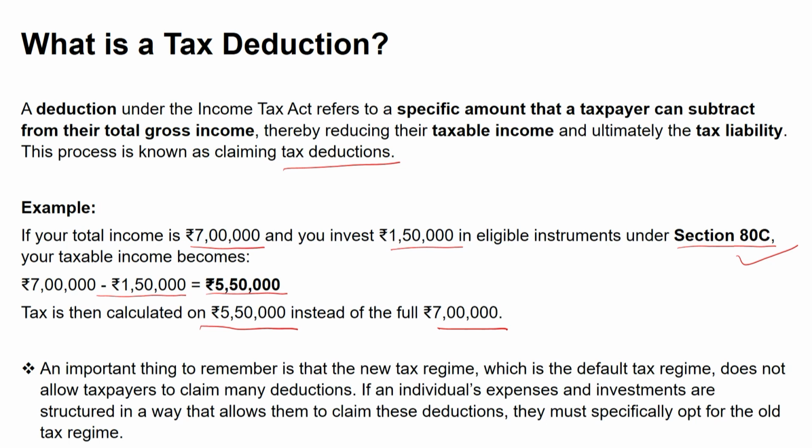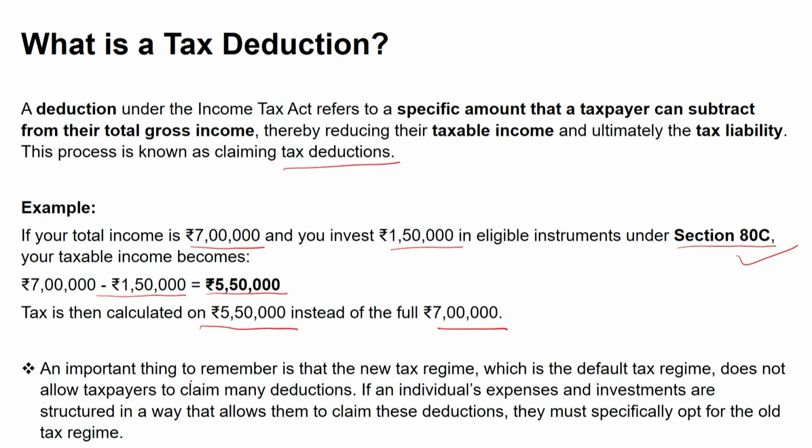So here you need to understand that deductions are basically deducted from the income of the assessee after calculating the gross total income, whereas exemptions are excluded while calculating the gross total income of the assessee.